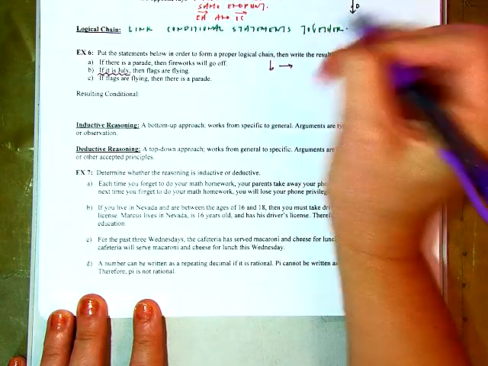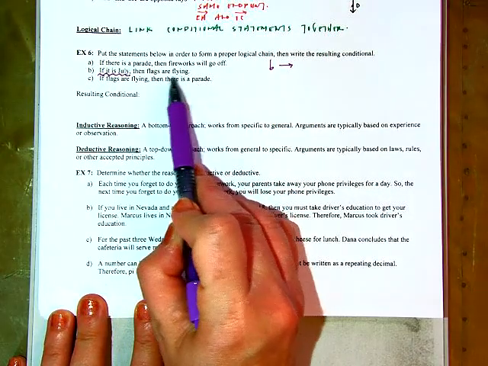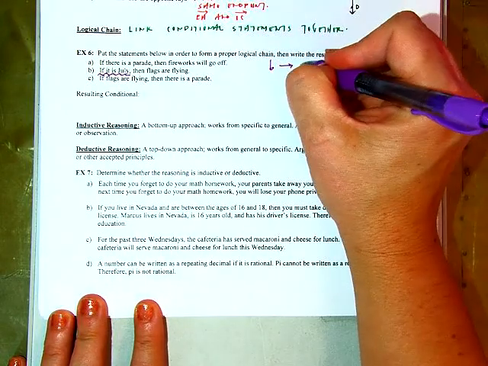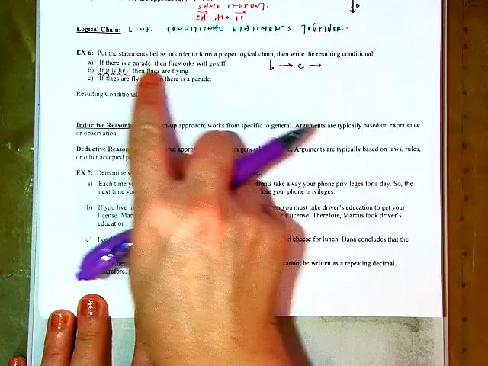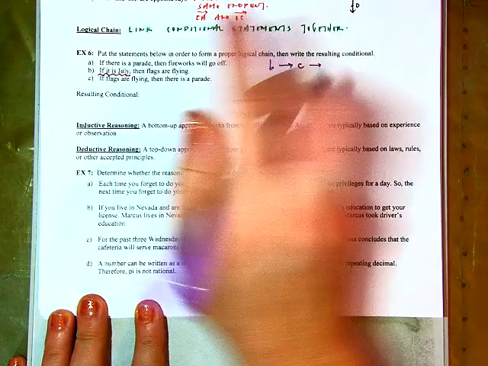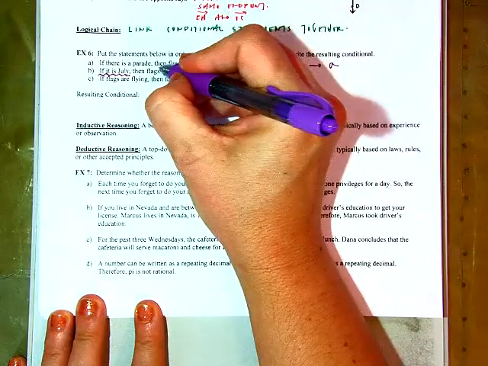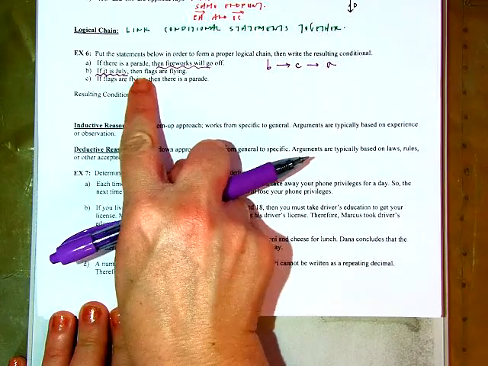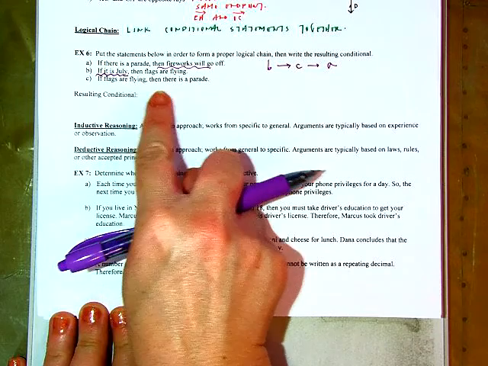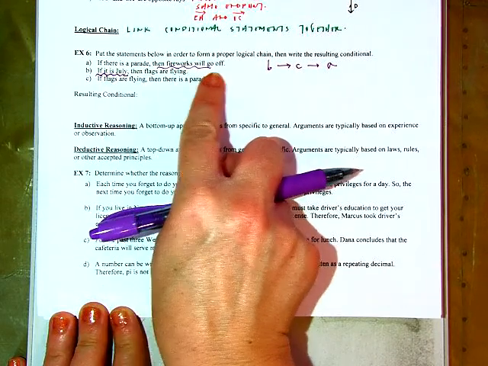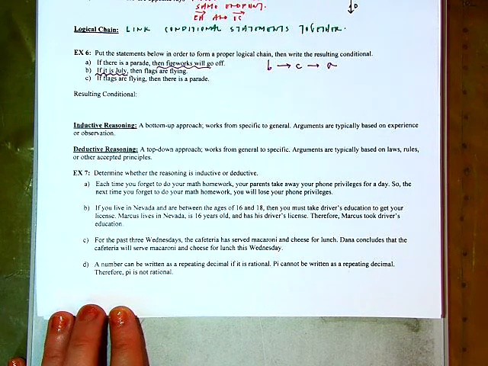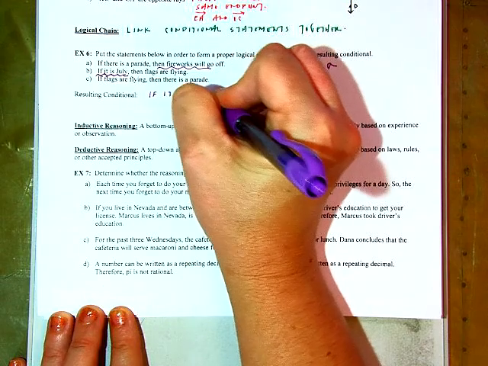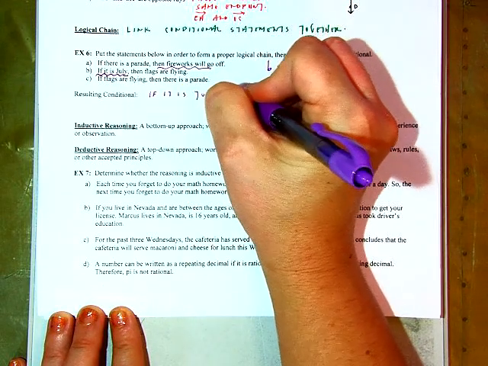That's the first statement. Okay, and then I pick up here. Here's the mention of flags flying. Here is C. If flags are flying, then there's a parade. Parade syncs up here. If there's a parade, then fireworks will go off. So the order is B, C, A. If it's July, then flags are flying. If flags are flying, then there's a parade. If there's a parade, then fireworks will go off. So my resulting conditional would be, if it is July, then fireworks will go off.